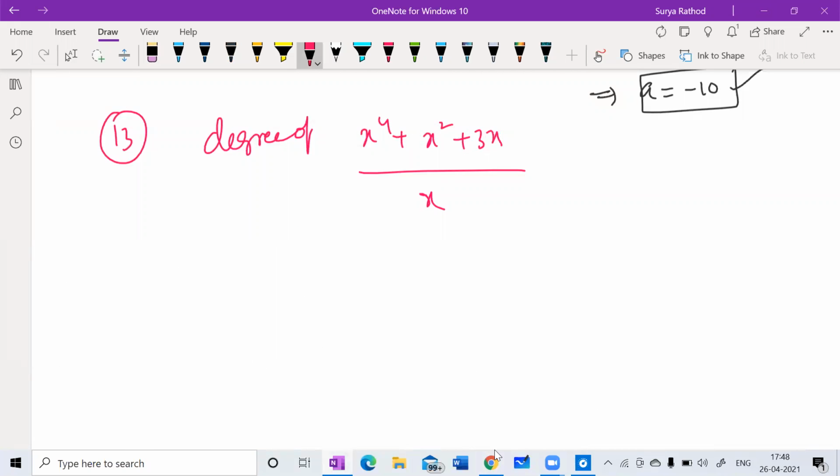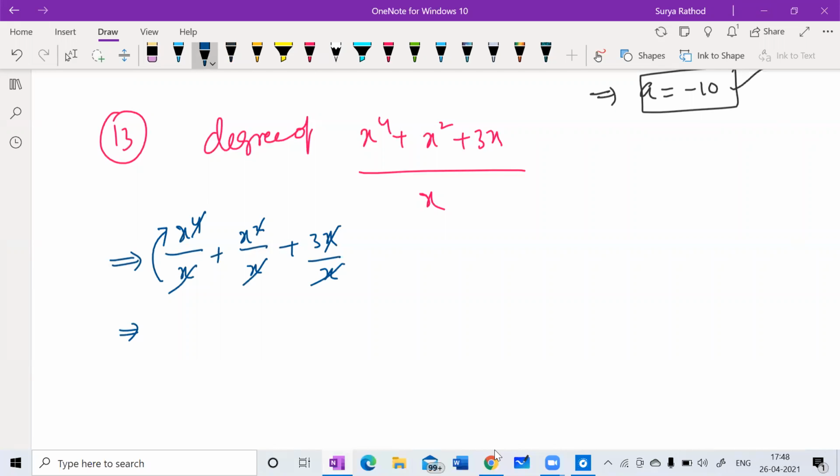What we have to see here, first and foremost step, is what? I'll be just splitting the terms. How can I split? x power of 4 by x plus x square by x plus 3x by x. Are you getting my point, children? See here, how can I cancel this? One x I'm going to cancel here, x here, x here. See now what I remain with? How many x remain? x cube, plus x, plus 3.